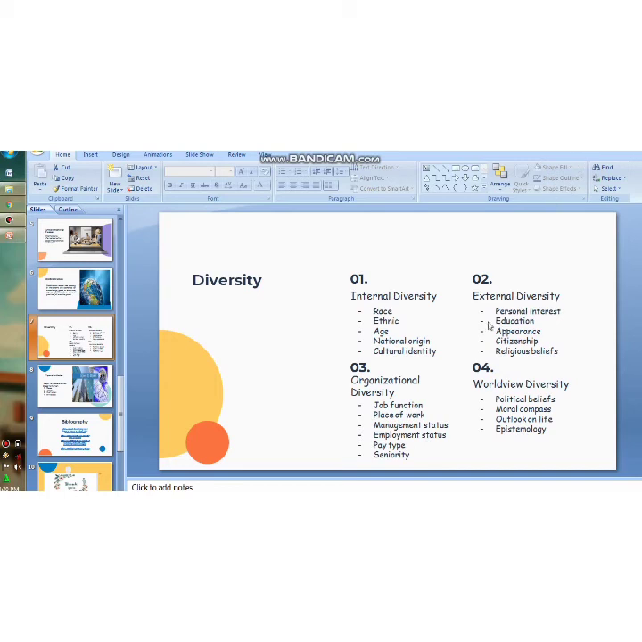And the last diversity is worldview diversity. Worldview diversity is another diversity type that changes with time. We conceptualize the world differently as we have new experiences and learn more about ourselves and each other. There are still nuances within our worldviews, but some examples include political beliefs, moral compass, outlook on life, epistemology.